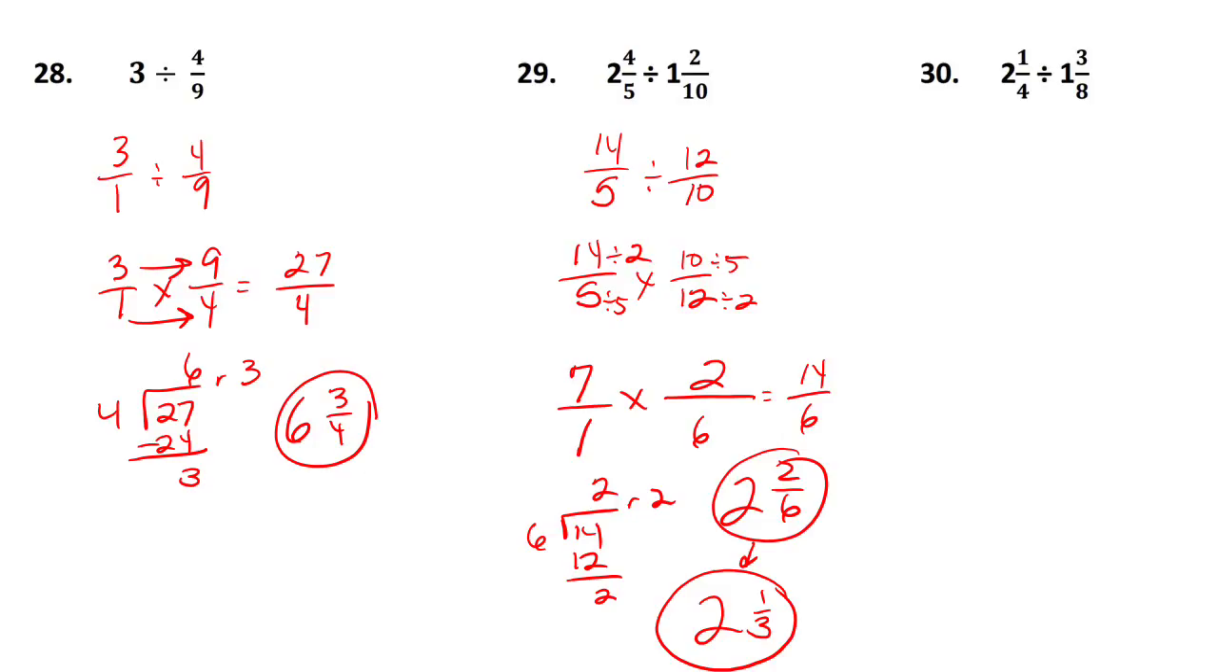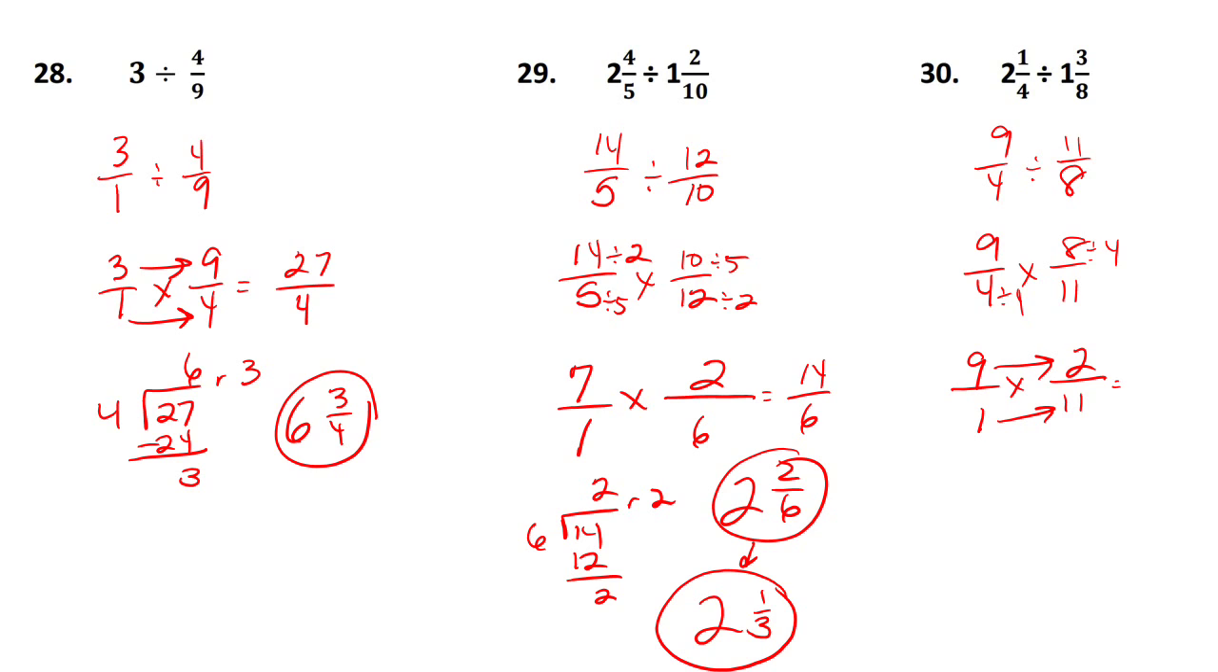So here we go, we got number 30. We make them improper fractions first. So we have 9/4 divided by 11/8. And then we keep the first fraction. We flip the second fraction, and then we multiply. I'm going to simplify ahead of time by dividing by 4. So now when we multiply our numerators, multiply our denominators, it's 18/11. So 11 goes into 18 one time with a remainder of 7. So number 30 is 1 7/11.